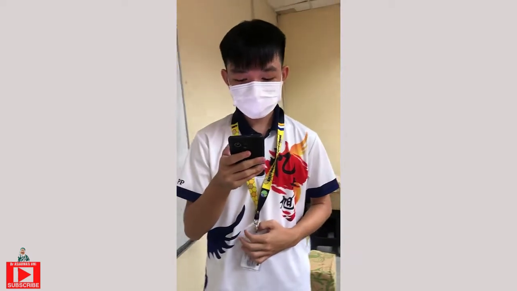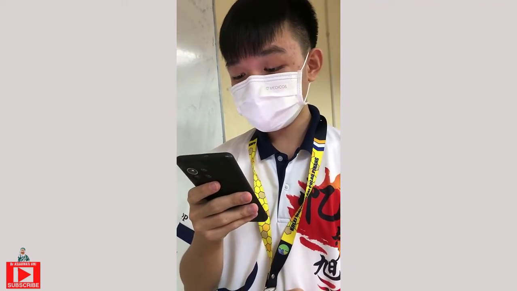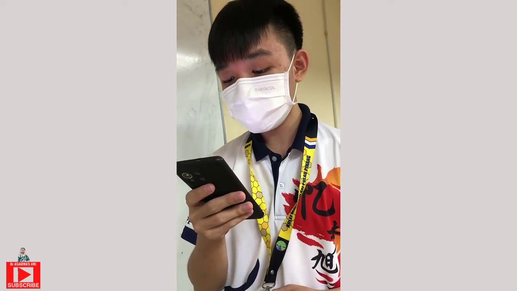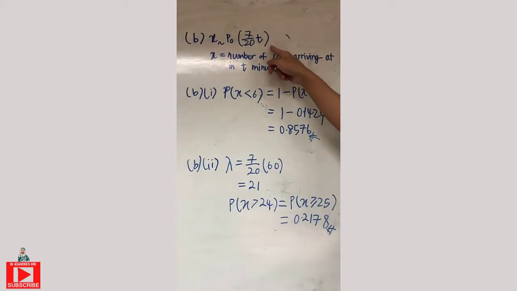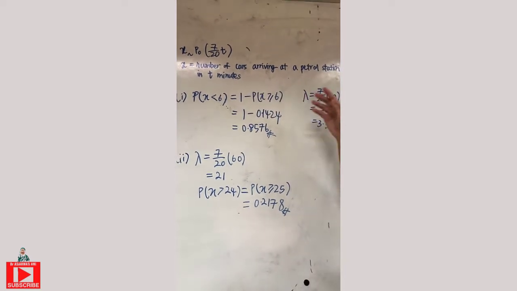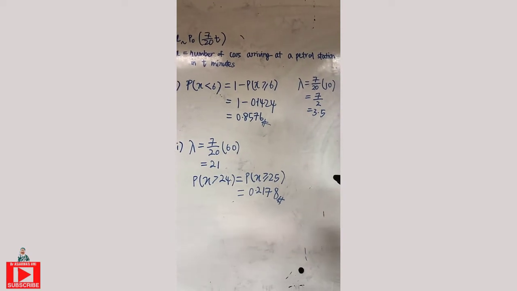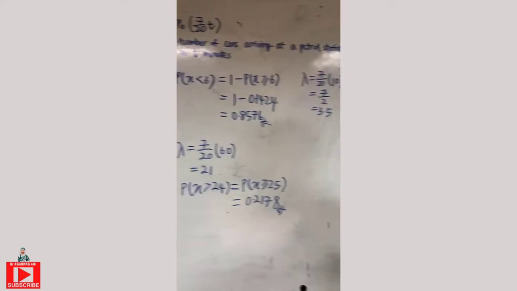Okay, question B. The question says the number of cars arriving at a petrol station in a period of t minutes may be assumed to have a Poisson distribution with mean 7/20 t. So from the question we know that 7/20 t is the mean, where x is the number of cars arriving at a petrol station in t minutes. Question B1. Find the probability that fewer than 6 cars will arrive in a 10-minute period.